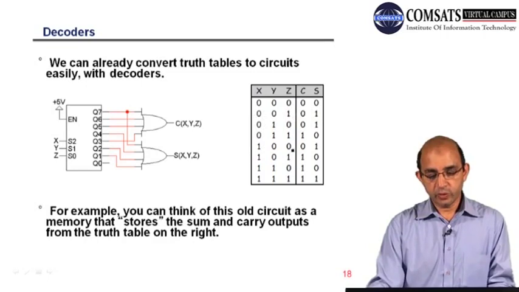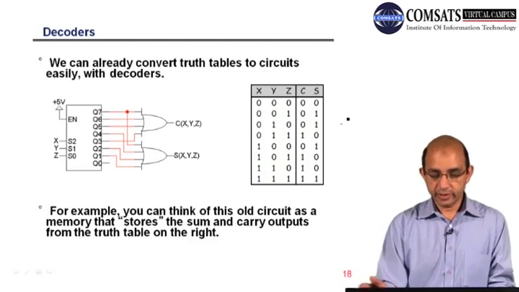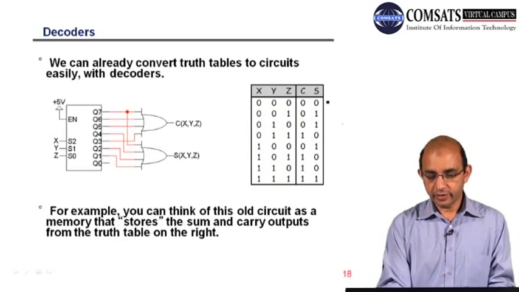0 carry 1 sum, 0 carry 1 sum, carry 1 sum 0, right? So this is the same truth table. So here we have 1 carry and 1 sum, right? So if I talk about this, you can see that we can represent this again. I have to write down the min terms, because they are very, very important.